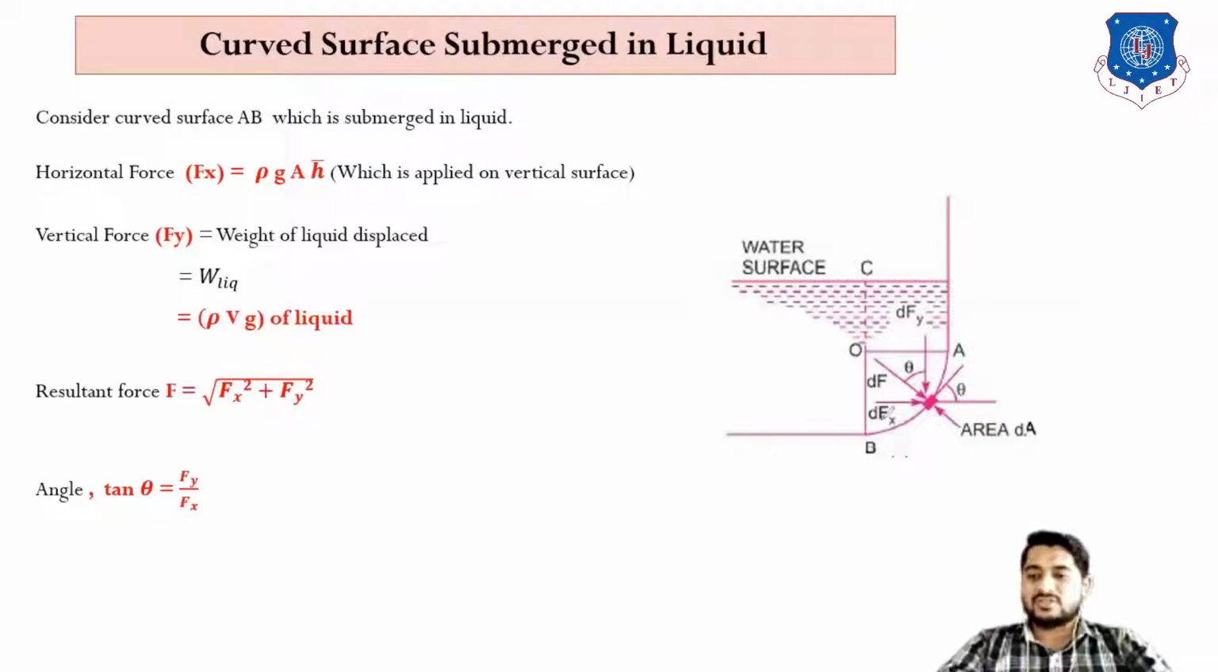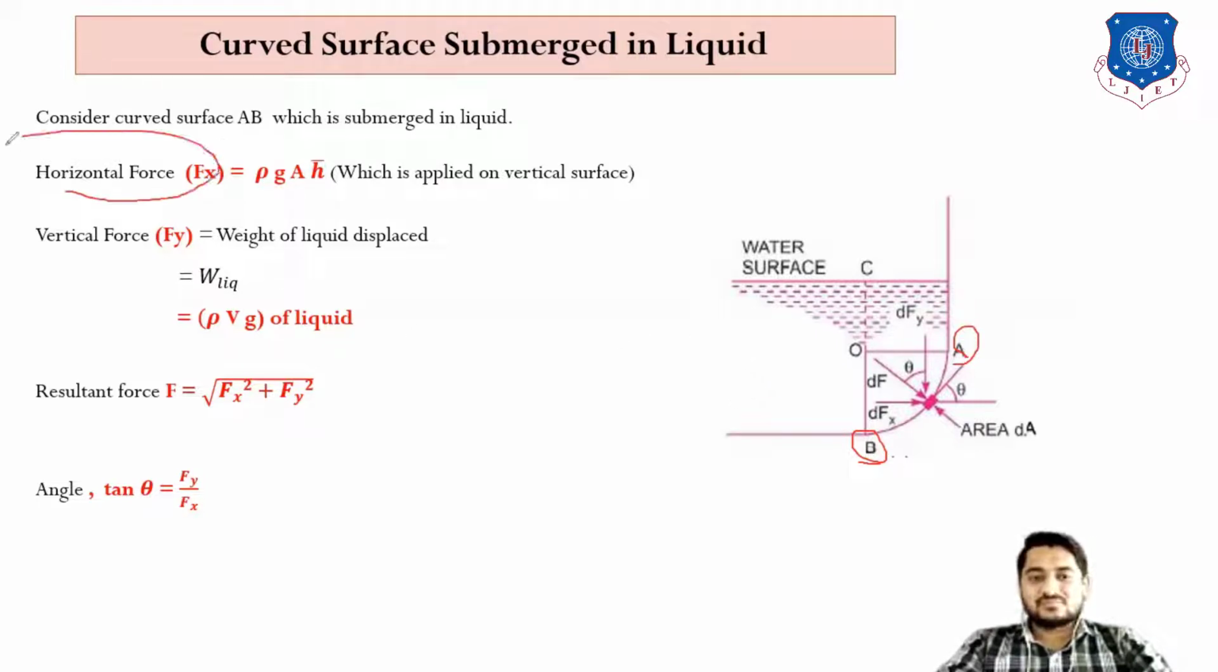So first of all, as shown in this sketch, AB is a curved surface. In the case of a curved surface, you cannot simply divide the whole surface into small segments, because if we divide it, then some forces will be applicable to horizontal surface, some to vertical surface, and some to inclined surface. So we cannot do integration in this case, right? So we have to calculate Fx and Fy, that means horizontal forces and vertical forces, separately. After that, we have to find the resultant force based on Fx and Fy.